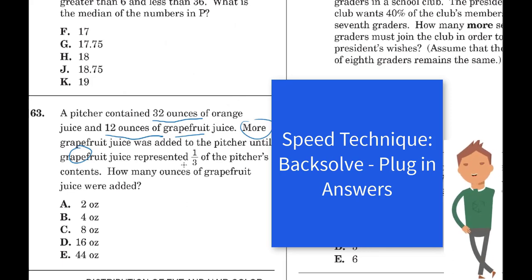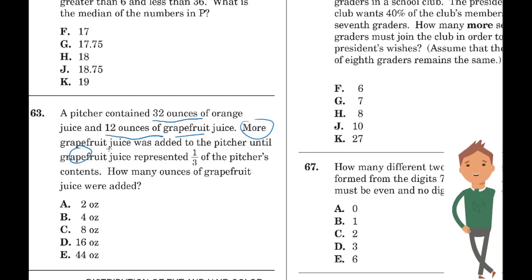A pitcher contained 32 ounces of orange juice and 12 ounces of grapefruit juice. More grapefruit was added until the pitcher contained 1/3 grapefruit. How many ounces of grapefruit juice were added? Okay, the formal solution here, we could set up equations.